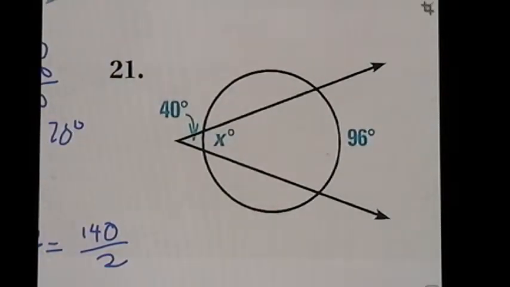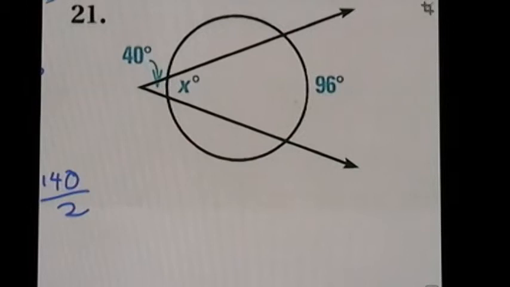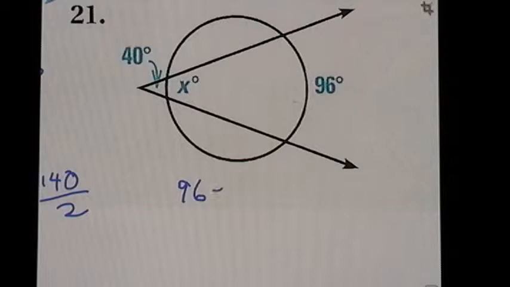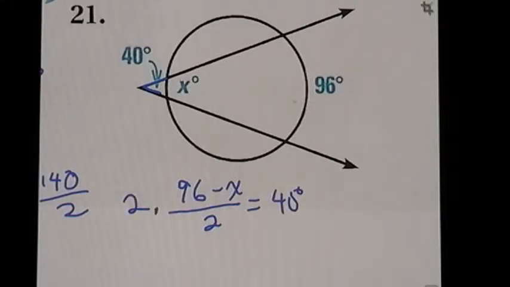Okay, again we have two segments that are intersecting outside of the circle. So you're going to subtract the two arcs and divide by 2. Problem is, one of the arcs happens to be your variable. So that's okay, you can write it that way. 96 minus x divided by 2 has to give us this angle, which is 40 degrees. Okay, so to undo this, just multiply both sides by 2, and you get 80 equals 96 minus x.